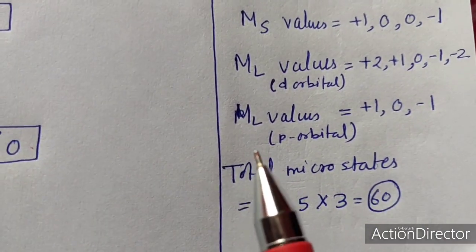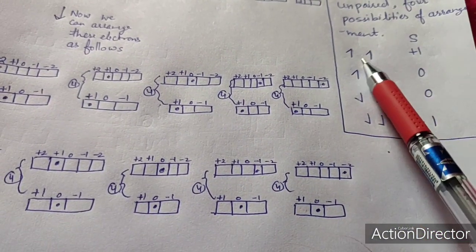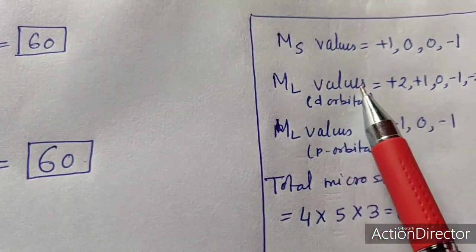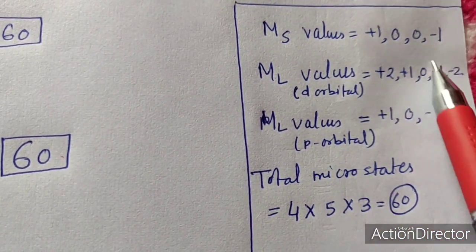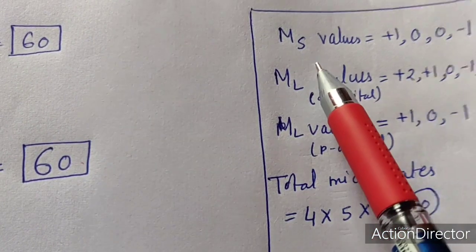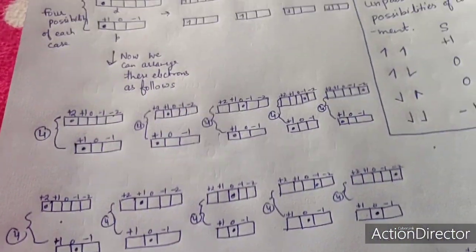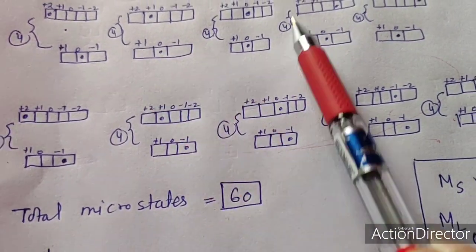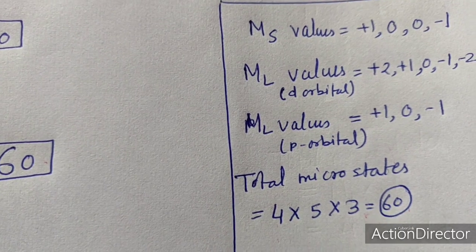Now we can again calculate with the help of ms and ml values. The ms values are plus 1, 0, 0, minus 1, as in the previous configuration. The ml values for the d orbital may be plus 2, plus 1, 0, minus 1, minus 2. The ml values for the p orbital are plus 1, 0, minus 1. So we can multiply to get the total number of microstates: 4 into 5 into 3 is equal to 60. In this way, we can calculate the number of microstates for any configuration, any excited state or ground state configuration. We can arrange all the electrons like this and calculate with the help of this formula the microstates for any configuration. Thank you very much.